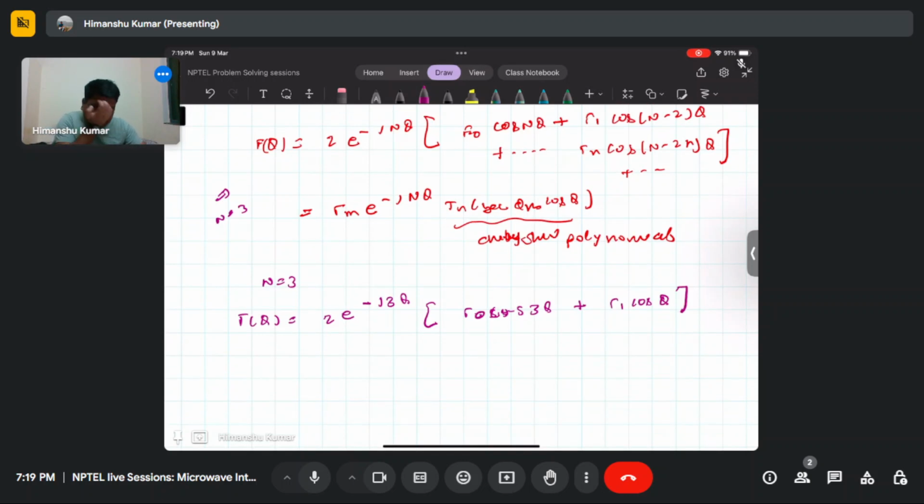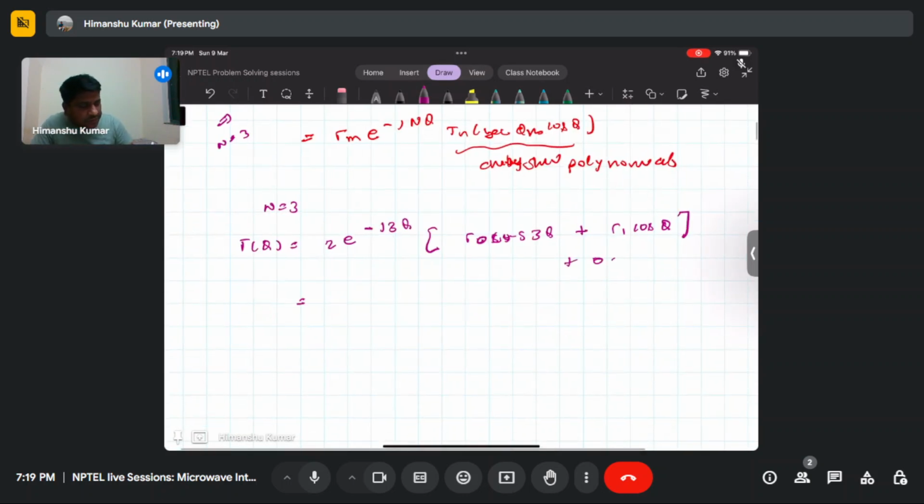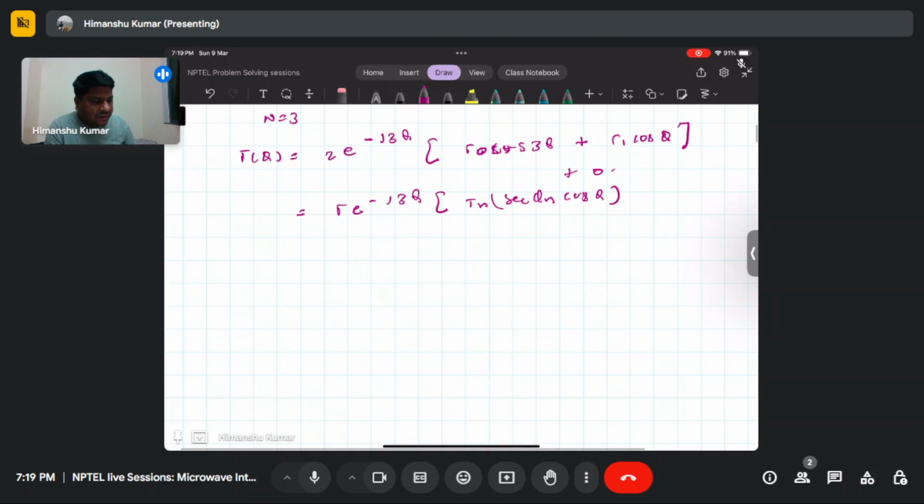And then this other term will be 0. So that is equal to gamma m exponential of minus j times 3 theta, Tn of sec theta m cos theta. So now for n equals to 3, you can define your Chebyshev polynomial.